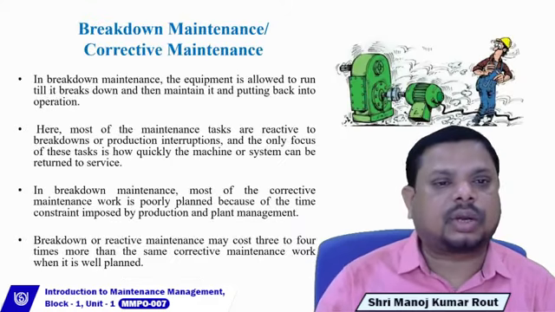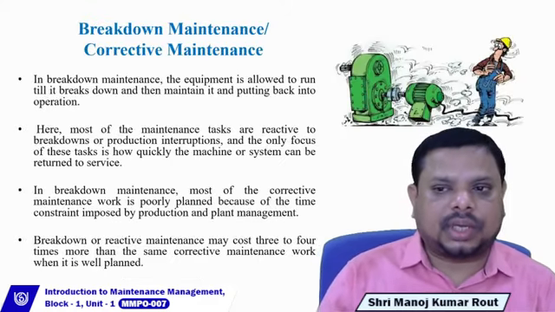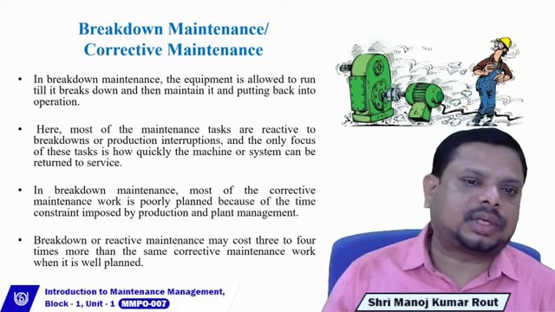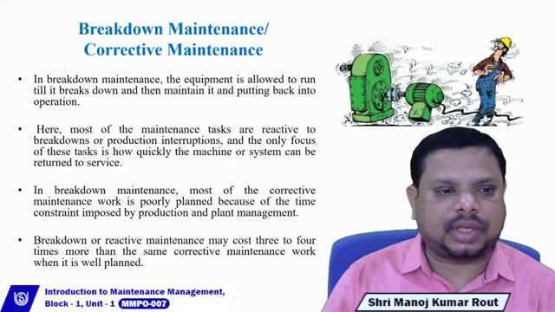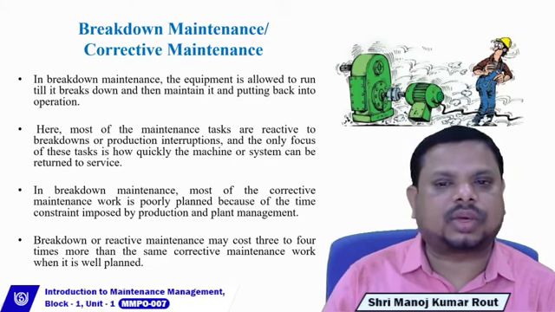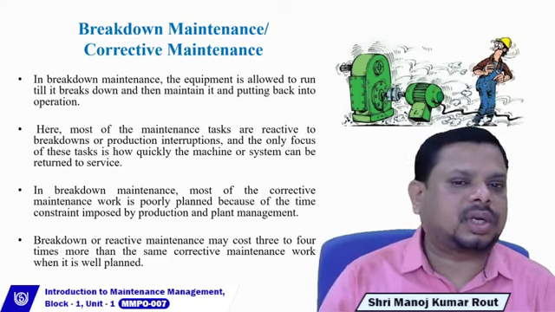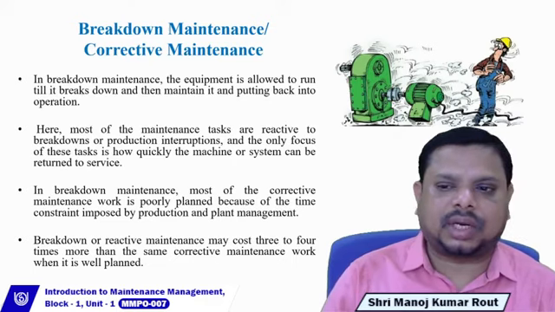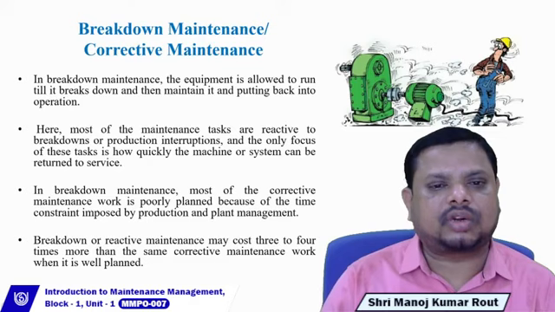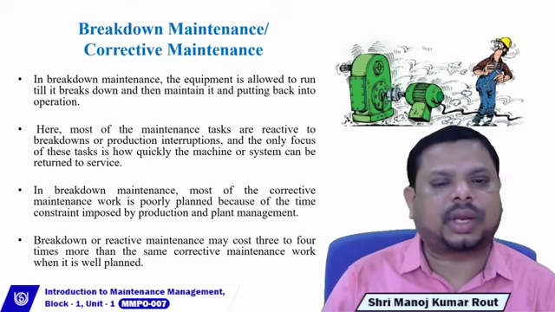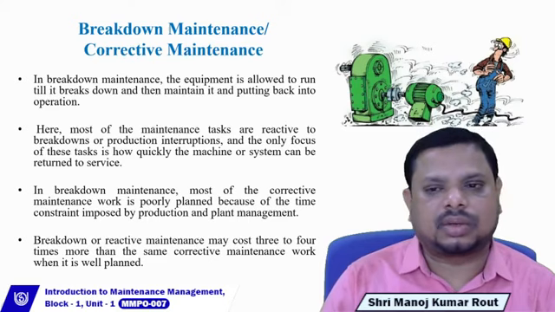So moving to next one. As I discussed, the various strategies should be used by various industries. The first one we have is known as breakdown maintenance or corrective maintenance. So let's understand what is breakdown maintenance. In case of breakdown maintenance, the equipment is allowed to run till it breaks down and then maintain it and put back into the operations.